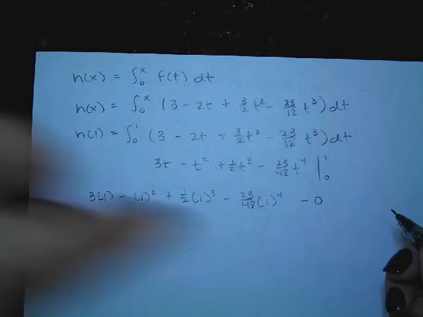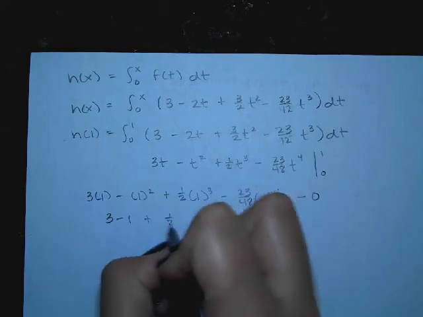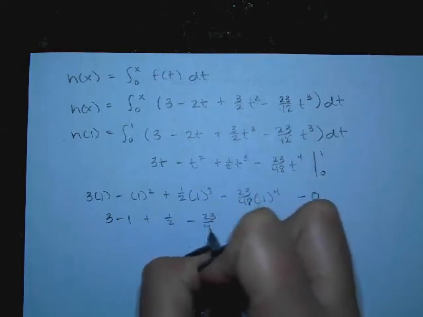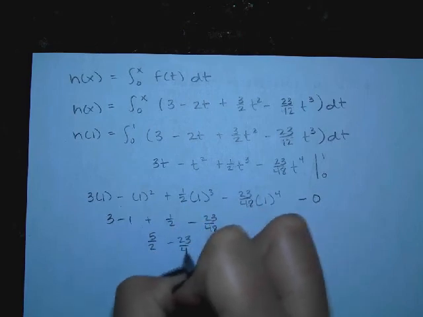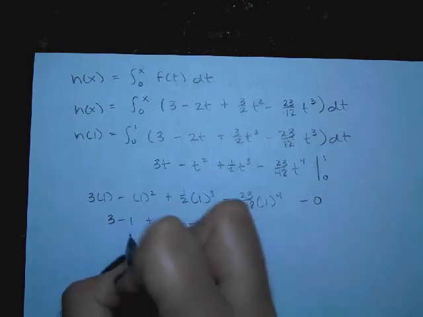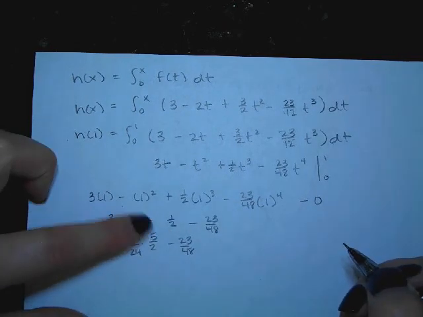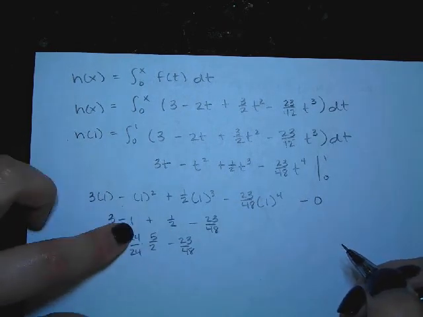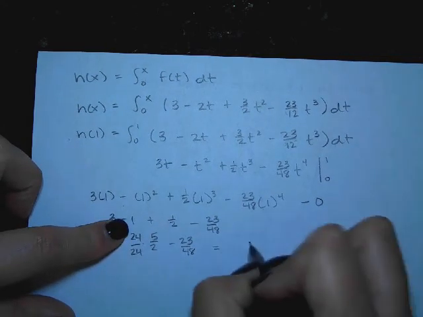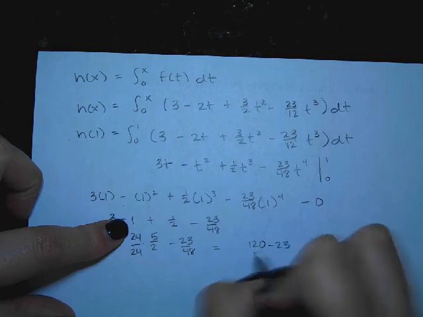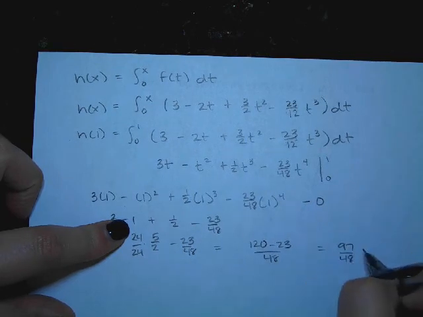And you can leave this the way that it is, or you can do some simplifying. So you got 5/2 minus 23 over 48. Get your common denominator. So 5 times 24 is 120. So you've got 120 minus 23, 97 over 48.